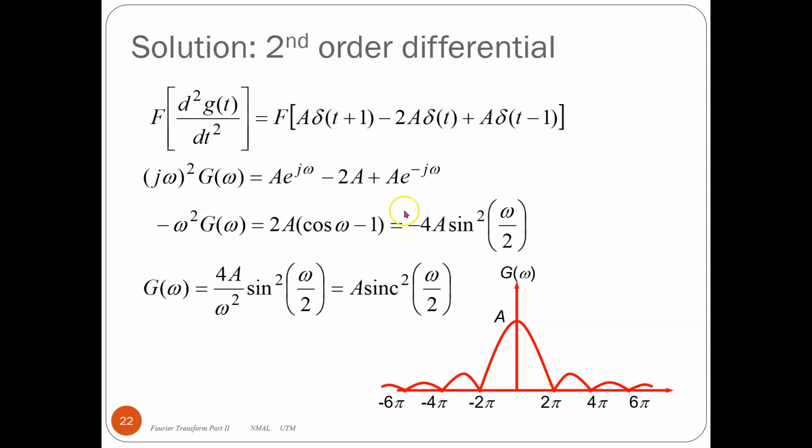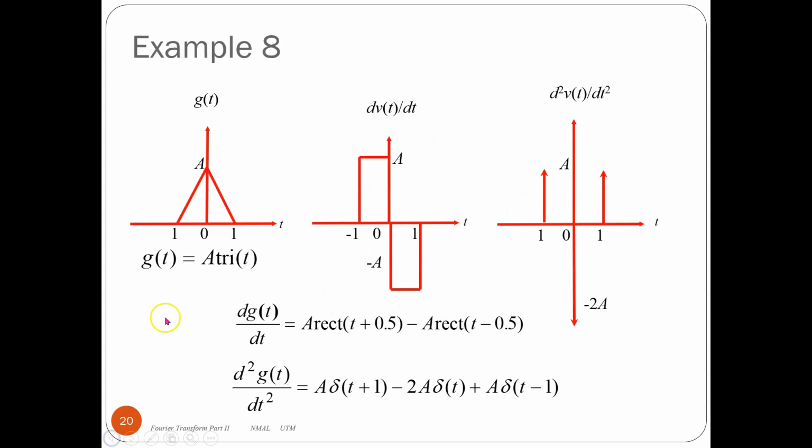So how do we obtain from here to here? This is by using trigonometry series. When we plot G(omega), we will get this, which is the sinc squared function. Basically this example shows you how to obtain the Fourier transform for the original function g(t) using differentiation, using the property for first order differentiation and also second order differentiation.